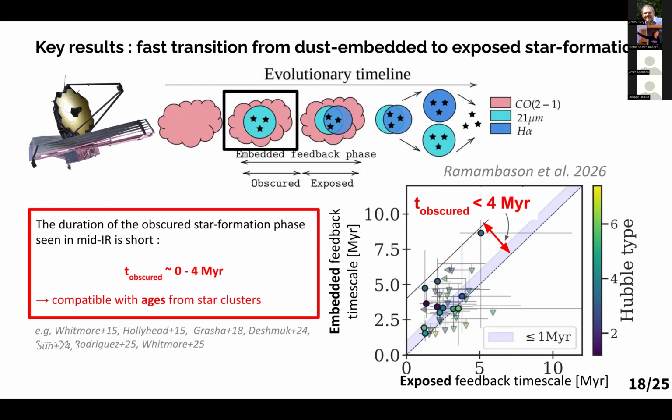And what we found is actually that most galaxies lie on a 1-1 relation, and the obscured phase of star formation was found to be very short, less than 4 megayears for all the galaxies in our sample, but even consistent with just being smaller than 1 megayear. So this very short obscured timescale is consistent with ages obtained from SED fitting from stellar clusters. So it seems that this phase is almost absent from most galaxies in our sample, with the exception of a few galaxies here.